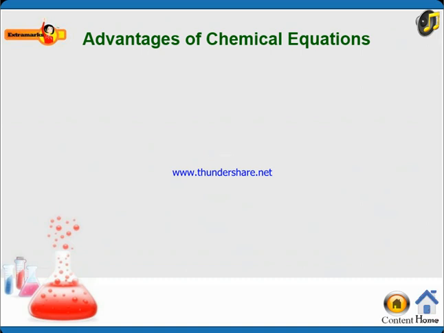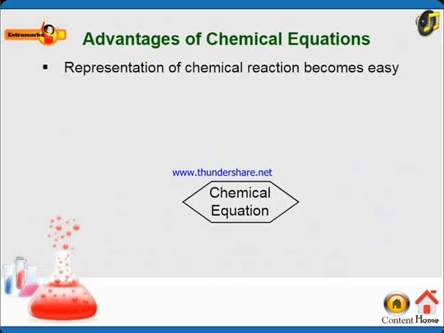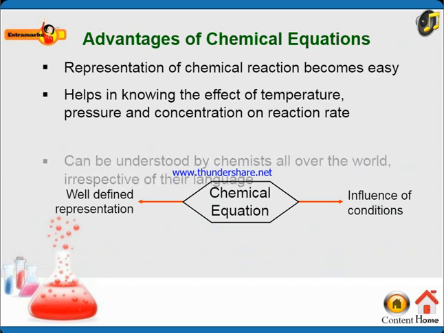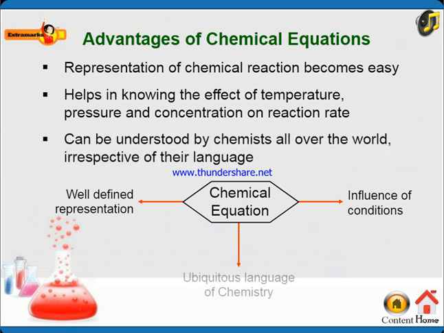Now we will study some advantages of chemical equations. Representation of a chemical reaction becomes easy. It helps in knowing the effect of temperature, pressure, and concentration on reaction rate. It can be understood by chemists all over the world, irrespective of their language. Let us see how we can balance a chemical equation.